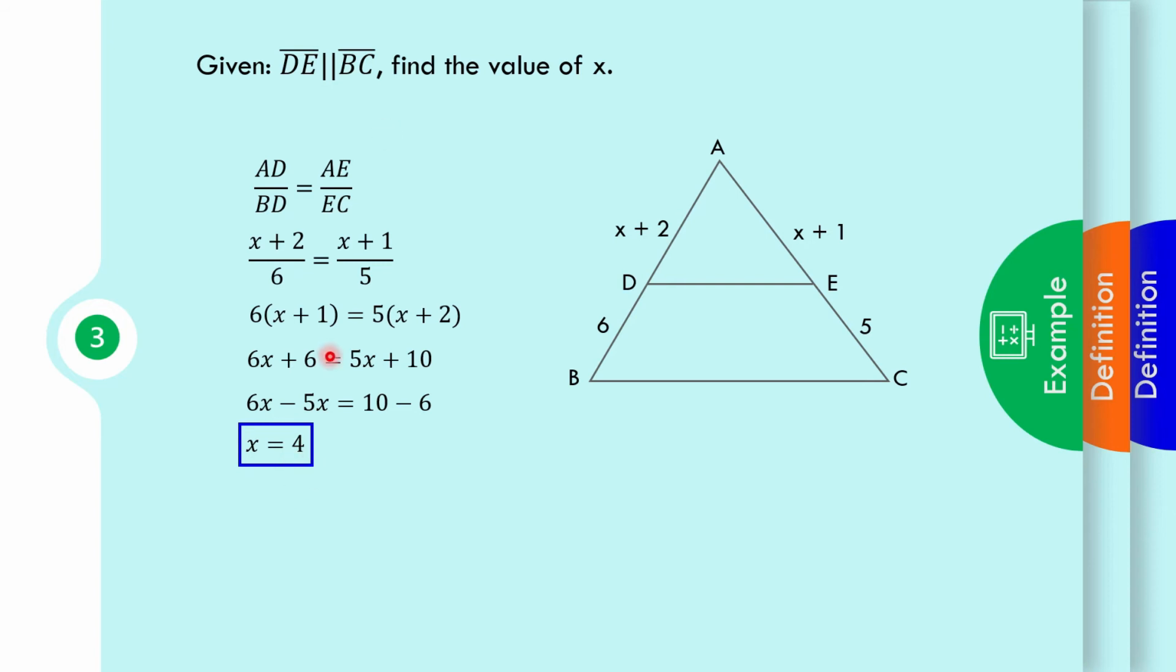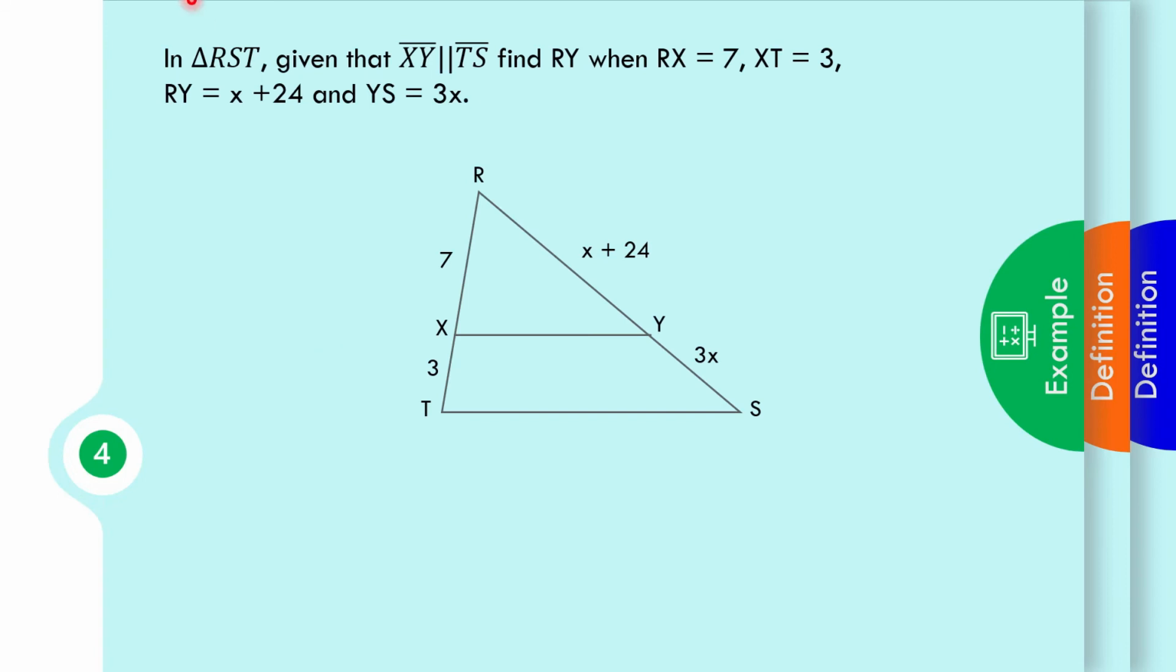Let us have example number 4. In triangle RST, given that XY is parallel to TS, find RY. Given that RX is equal to 7, XT is equal to 3, RY is equal to x plus 24, and YS is equal to 3x. For us to find the length of RY, we need to find first the value of x to be substituted to the given value of RY.